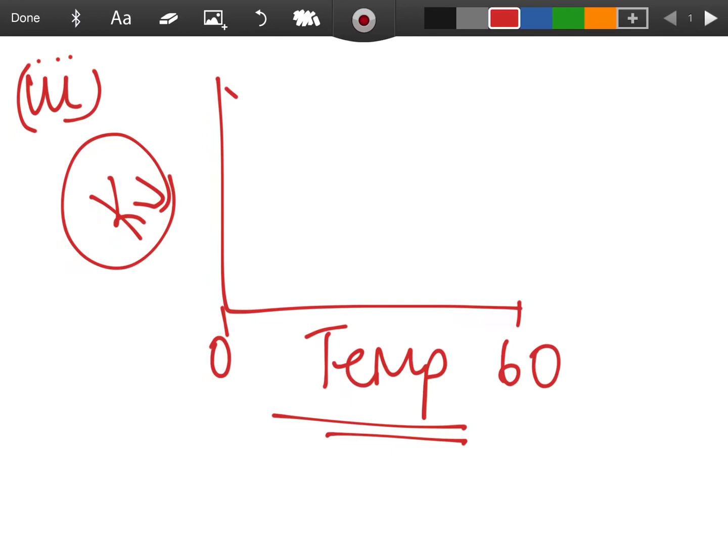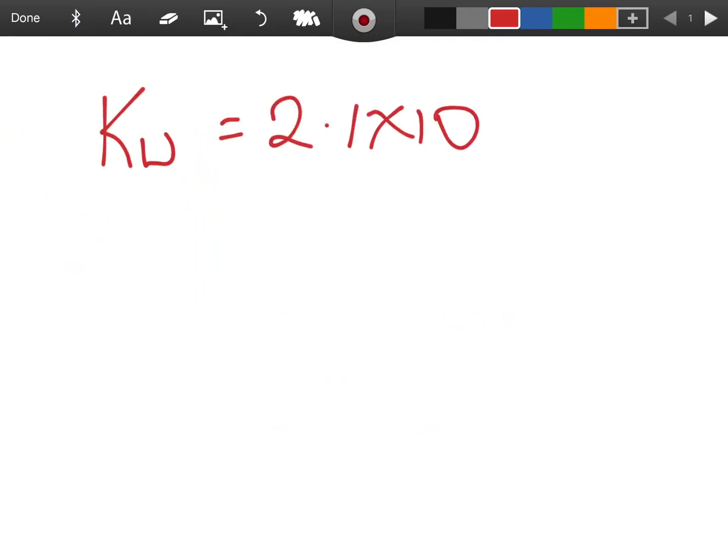Now, it asks you to use your graph to predict the value of Kw. Now, when I used my graph to predict the value of Kw, I was getting a Kw value of 2.1 by 10 to the minus 14. You might have gotten something different now, lads, but there was a range accepted in the marking scheme. So that's what I got for my Kw value. How did I get that, of course?